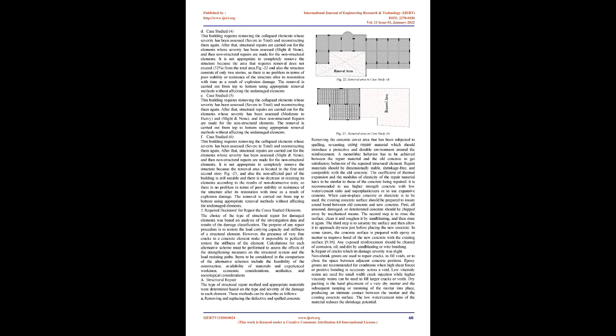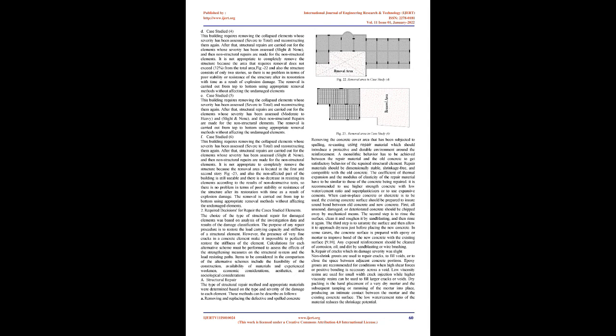A. Structural repair. The type of structural repair method and appropriate materials were determined based on the type and severity of the damage to each element. These methods can be described as follows. A. Removing and replacing the defective and spalled concrete. Removing the concrete cover area that has been subjected to spalling, and recasting using repair material which should introduce a protective and durable environment around the reinforcement.